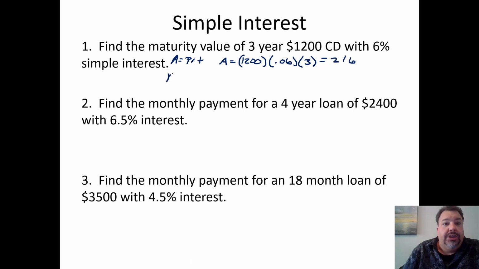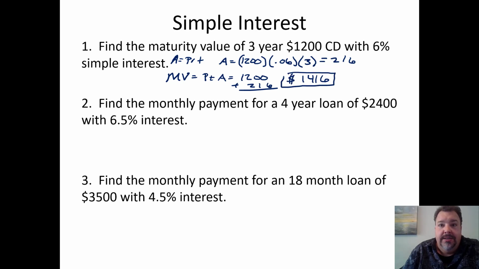And then again, the maturity value is the total amount. So that's going to be the principal plus the amount of interest. The principal was $1,200 and the interest is $216. So the maturity value is going to be $1,416. So that's the total amount that would have to be paid, or that in this case we would get back from the bank.